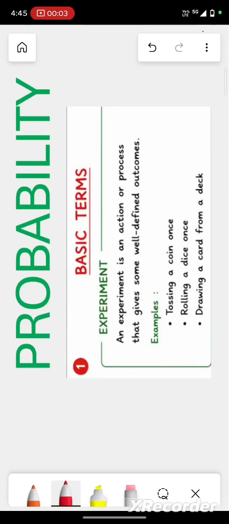Good morning, everyone. Today we are going to learn the basic concepts of probability. What are the basic terms involved in probability?